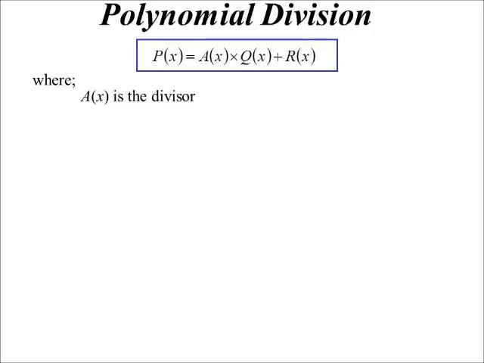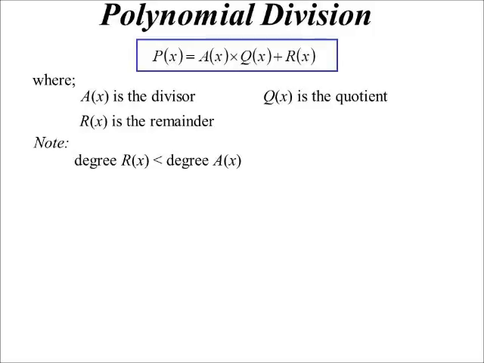So we call A(x) the divisor, what we're dividing by. Q(x) is the quotient, so that's the answer when we do the division. But of course, we might have a remainder. Now, the degree of the remainder always has to be less than the degree of the divisor, because if it's not, you can keep dividing. So once that degree is less than, you can stop dividing.